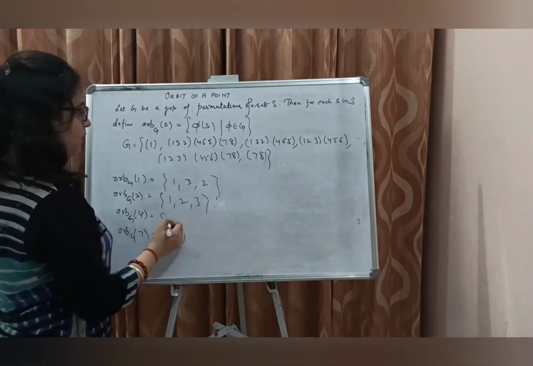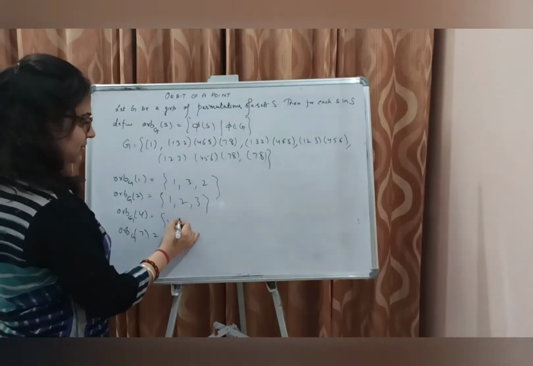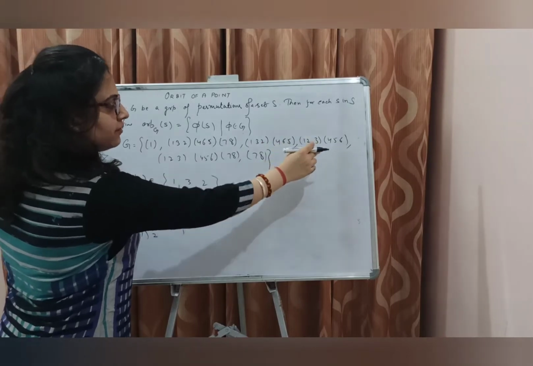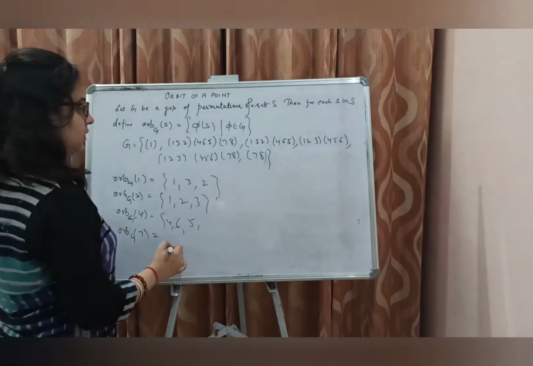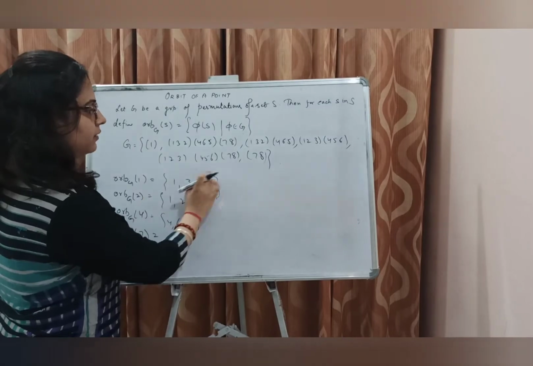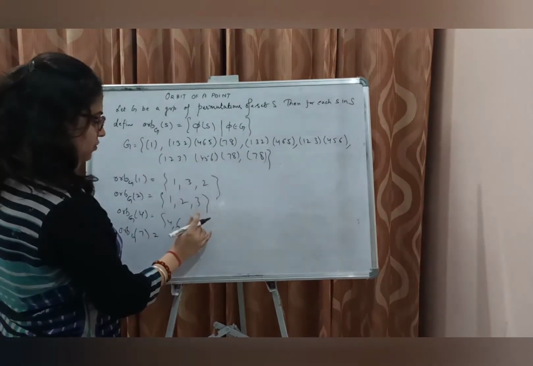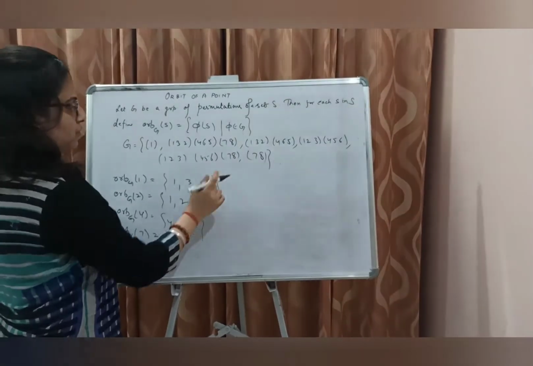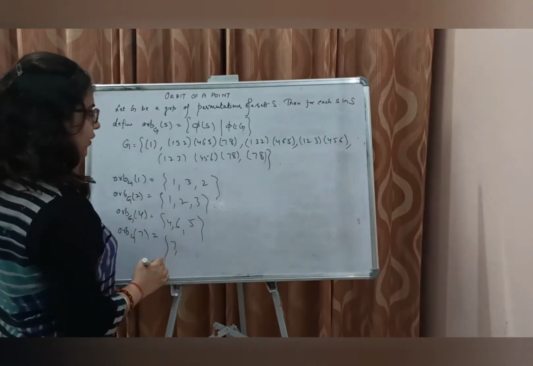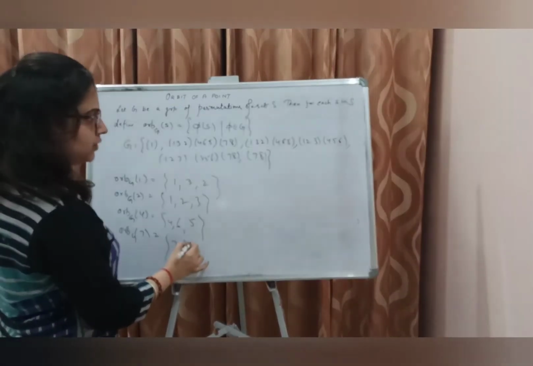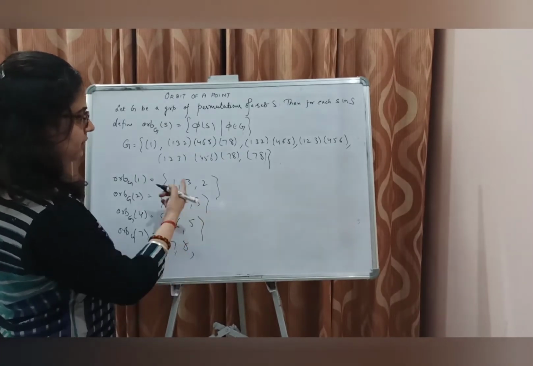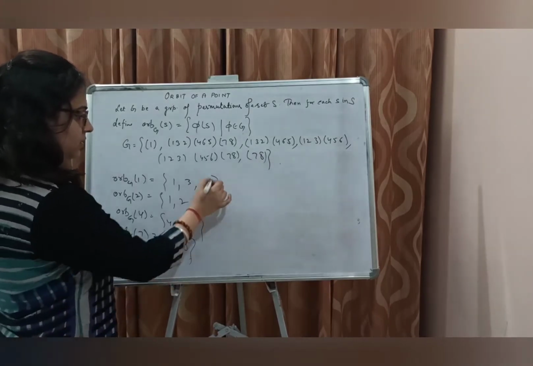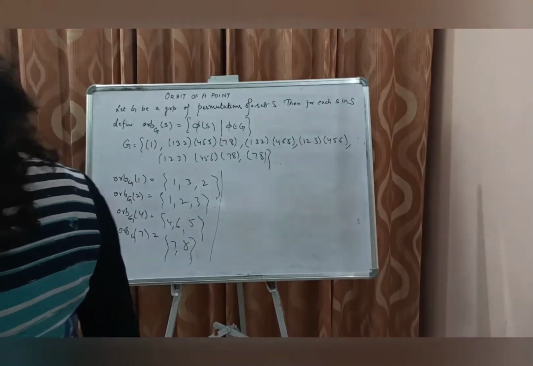Here 4 goes to 4. 4 goes to 6, then 4 goes to 6 again. 4 goes to 5, then 4 goes to 5 again. And then 4 goes to 4. Now 7. 7 goes to 7 first of all in the identity permutation. 7 goes to 8. There 7 goes to 7. Here also 7 goes to 8. Then 7 goes to 8. So these are the orbits.